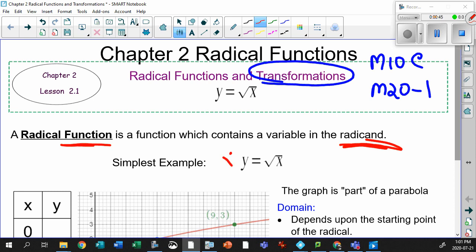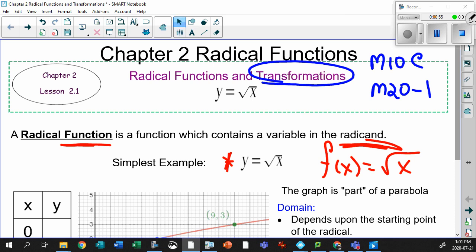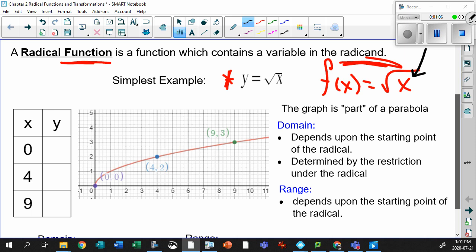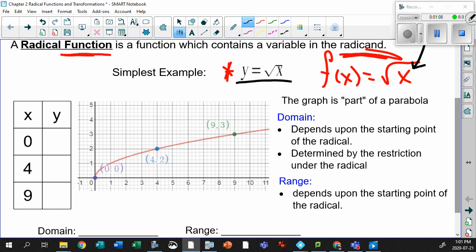So the simplest form is y equals the square root of x. But remember, we're talking functions, so we actually can write it as f of x equals the square root of x as well. Now, here's the cool thing. Depending on what happens underneath here, it really helps to determine the outcome of the graph. What am I talking about? Well, let's start by looking at the simplest type of graph we've got. Y equals the square root of x.